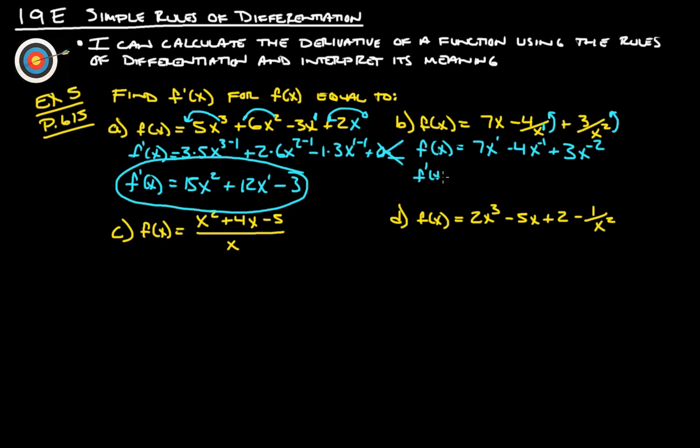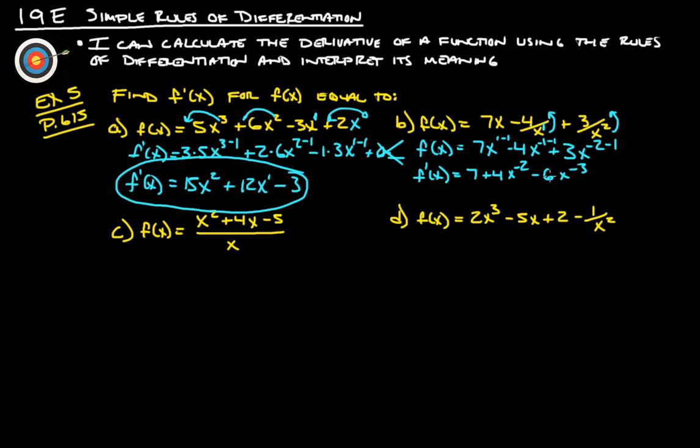So now f prime of x is 1 times 7, which is 7. And then we go x to the 1 minus 1, which gives us x to the 0, so that's just going to be 7. Okay. And then we do negative 1 times negative 4, which is positive 4, and then negative 1 minus 1, so that's going to be 4x to the negative second. Okay. And then we do negative 2 times 3, which is negative 6, and again we subtract 1 from that, so it's x to the negative third.